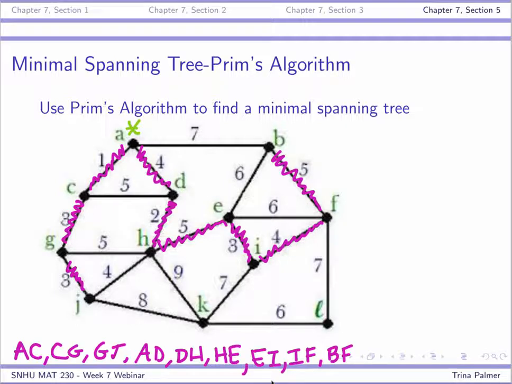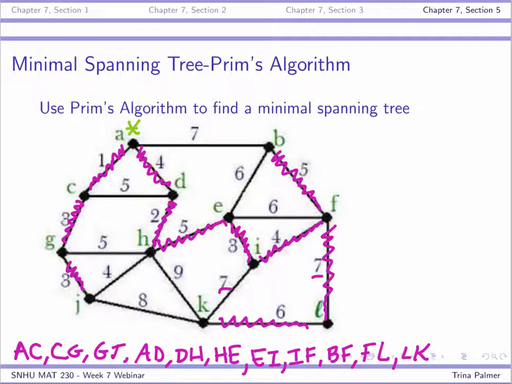Great. So FL is one option. The choices we have are 8, 9, 7, or 7. So we have a choice between KI and FL. Either one, so we'll say FL. And then the only vertex we have not touched yet is K. To get to K, the least weight would be this 6, so the last one would be LK. And that is our spanning tree.